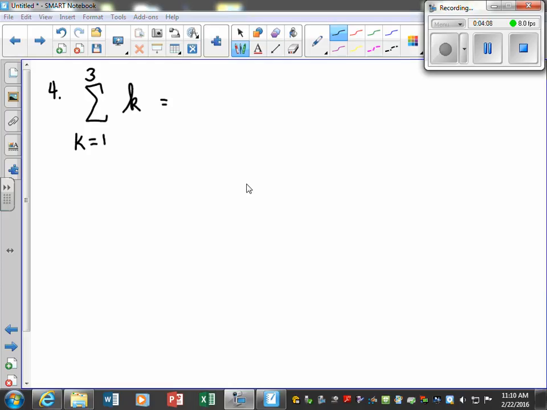Okay, so we have something very basic here. So our index is from 1 to 3, and we're given just k. So what would that tell us to do? 1, the first term is 1. What's the second term? 2. And the third term? 3. So we stop there, and we sum those to get 6.